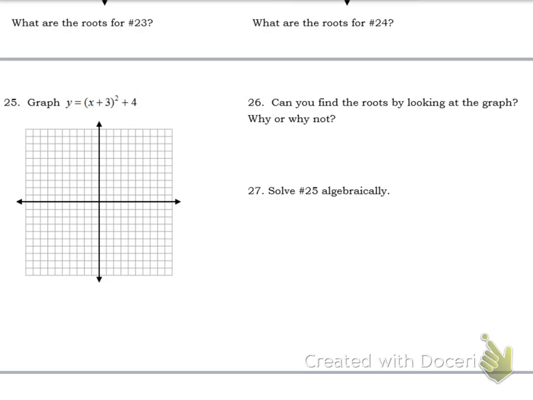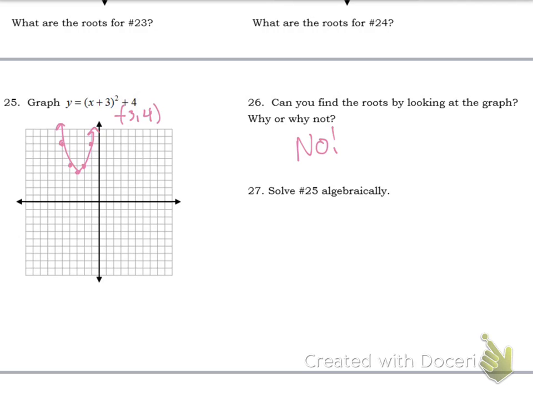Okay, so graph this one. This one starts at negative 3, 4. No stretching or compressing. So negative 3, 1, 2, 3, 4. Right one up 1, right one up 1, 2, 3. Left one up 1, left one up 1, 2, 3. Okay, so I don't have any real answers. So can you find the roots by looking at the graph? No, because they aren't real.